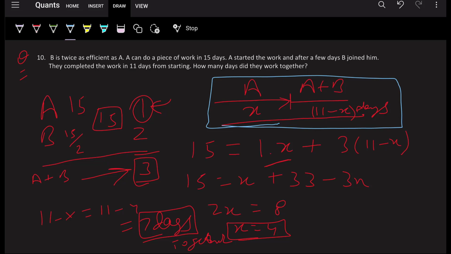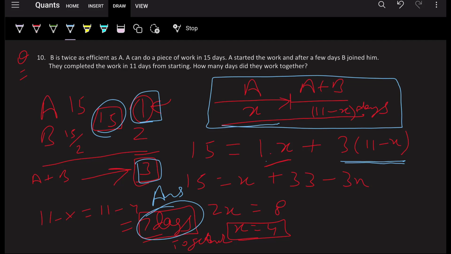Okay. Now the total work is what? 15. 15 is equal to what? Efficiency of A is what? 1. We have assumed. So 1 into X, efficiency into number of days. Okay. And 3 into 11 minus X, it will be the work done by A plus B in 11 minus X days. Okay. But because A plus B efficiency is 3. Now after solving this equation, we got X is equal to 4. That means that A has worked alone for 4 days and A plus B has worked for what? 11 minus 4 days, which is 7 days. It is our answer.